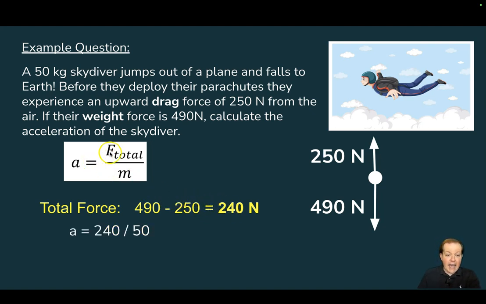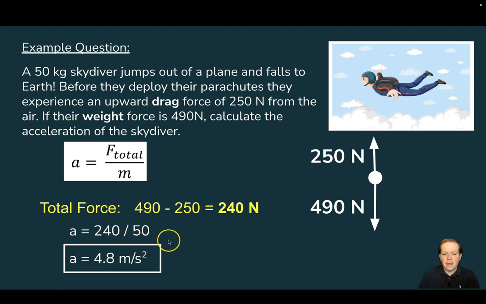Now I'm going to plug into this equation, and that's what this is showing right here. This is nothing brand new. I'm taking the total force, 240, and I should be dividing it by the mass. The mass is 50. Remember, mass and weight are different things. So I should be doing total force divided by mass. In my calculator, I do 240 divided by 50, and I get 4.8. That's the acceleration, 4.8 meters per second squared.